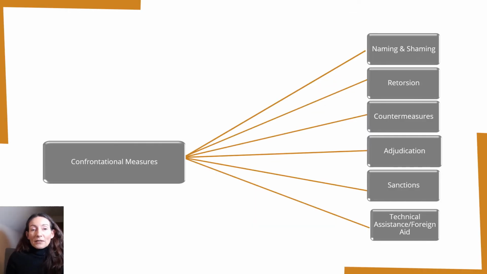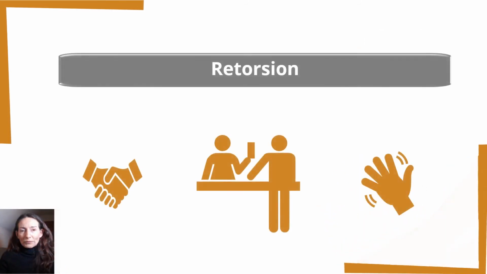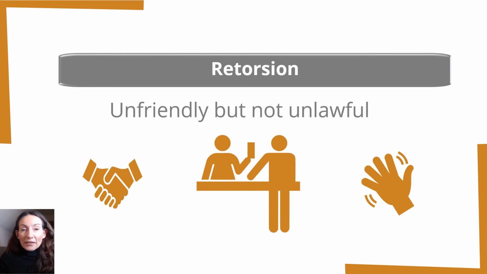Let's look into the measures that fall into the category of retorsion with a bit more detail. States can react to a breach of an international rule by using retortions. These are unfriendly gestures not involving a violation of international law. Because they are not illegal in themselves, they do not need to respond to a previous breach of international law, but they often do.